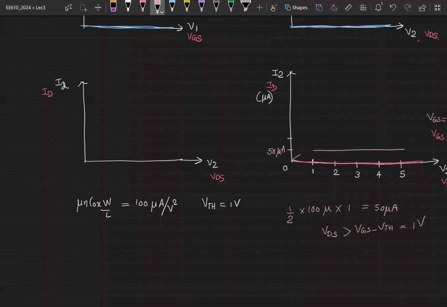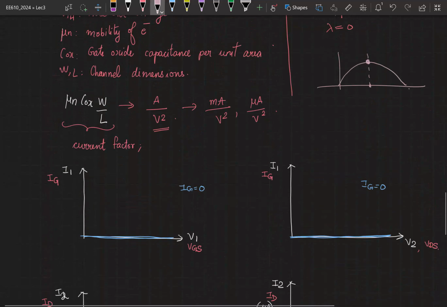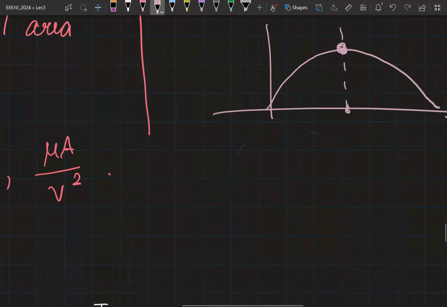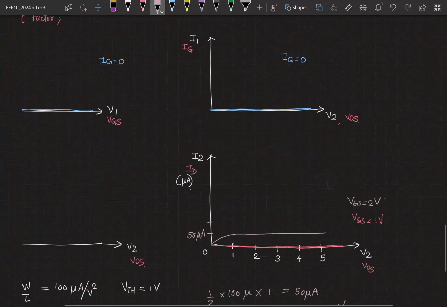So you have the parabola coming like this. Now it's called the linear region because if you zoom in and observe for small values of VDS, it looks like a linear line.